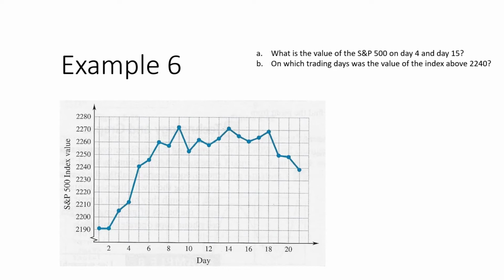We have two questions to answer for this graph. The first one, what was the value of the S&P 500 index on day 4 and day 15? And the second question, on which trading days was the value of the index above 2,240?